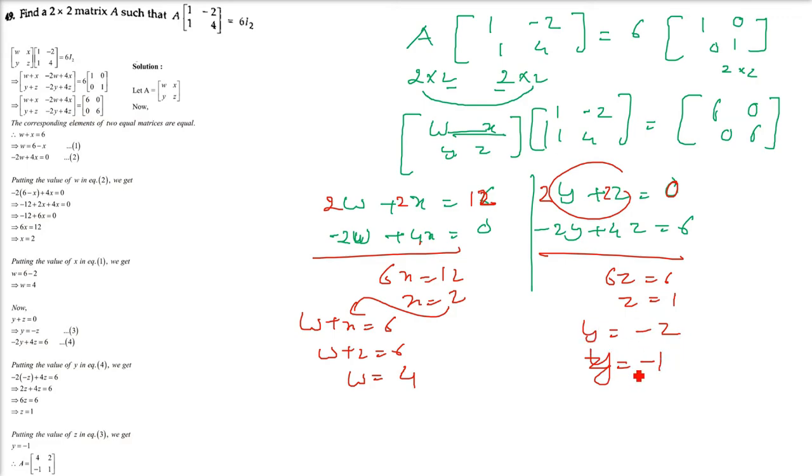So these are all the values. How do you need to write the matrix? You cannot just leave it here. You have to finally write the matrix, that is all the values. w, x, y, z. w was 4, x was 2, z was 1, and y was minus 1. So this is going to be the final matrix.